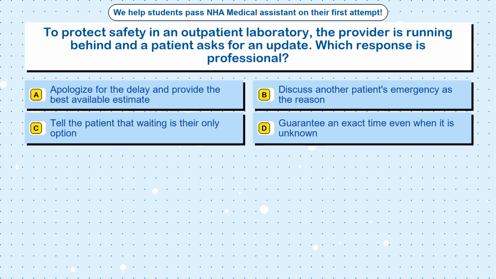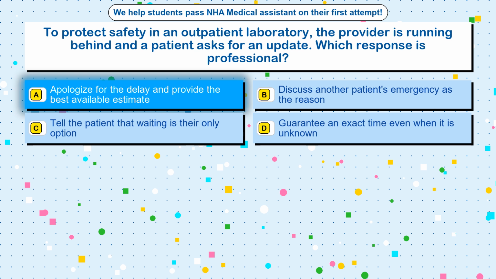Question 35. To protect safety in an outpatient laboratory, the provider is running behind and a patient asks for an update. Which response is professional? Option A. Apologize for the delay and provide the best available estimate. Option B. Discuss another patient's emergency as the reason. Option C. Tell the patient that waiting is their only option. Option D. Guarantee an exact time even when it is unknown.